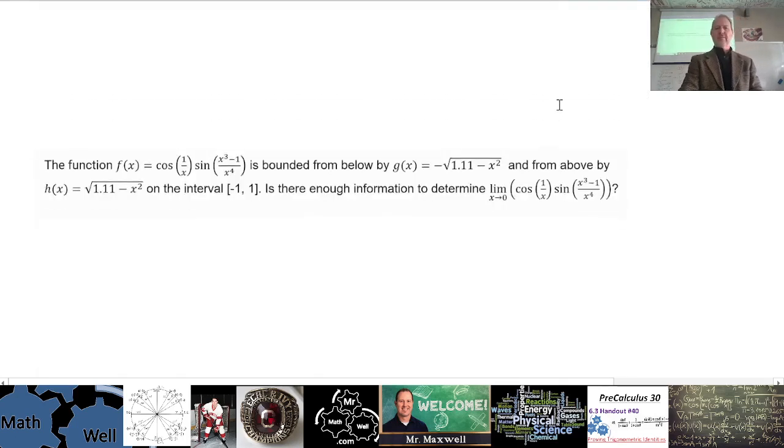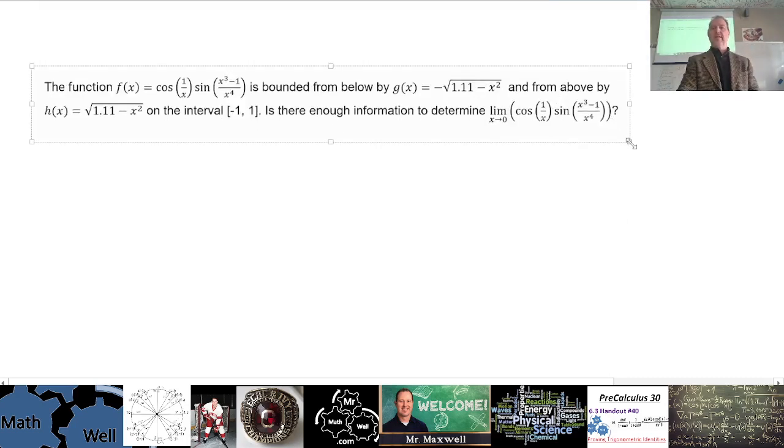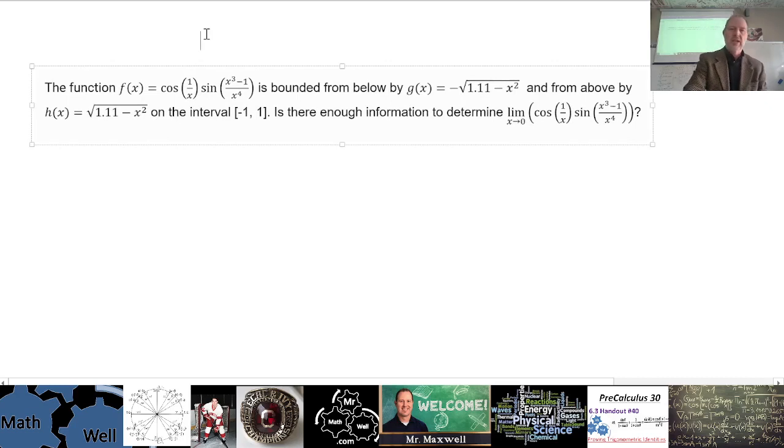Okay. All right. So this question right here is in your notes as well, and it says this: the function f of x equals cos of 1 over x times sine of x cubed minus 1 over x to the fourth is bounded from below by g of x equals this function right here, and it's also stated that it's bounded from above by this function right here on the interval -1 to 1. The question here is, is there enough information to determine the actual limit of this function as x approaches 0?